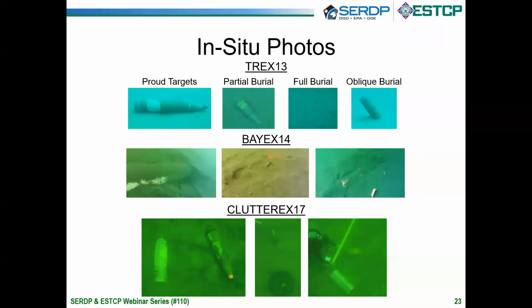And finally, we have what we call obliquely buried, where the nose of an item is penetrating the surface, and so the tail is sticking up in the water column.